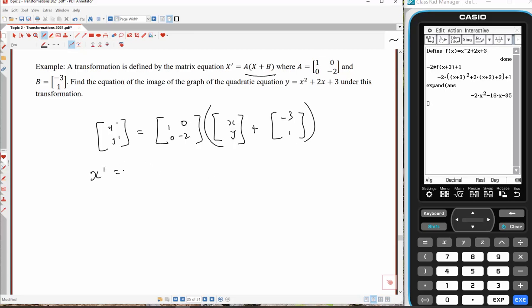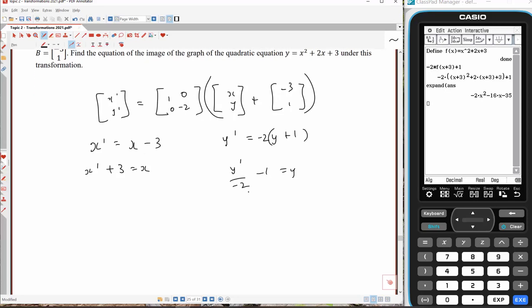So x dash equals x take 3, and y dash is equal to y plus 1, y with 1 added to it, and then multiplied by -2. Right, so same process as last time: x dash plus 3 equals x, y dash over -2, take 1 equals y. Okay, so it feels like there's not going to be much difference here, but I bet there is.